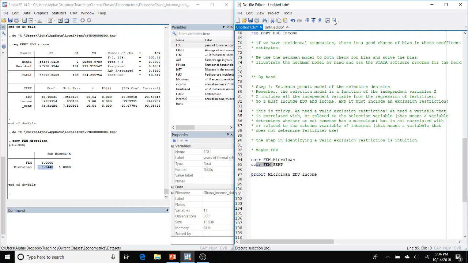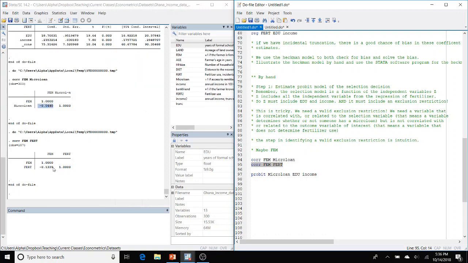We can check this too. Actually, there's more correlation between gender and fertilizer use in this data set than there is between gender and the microloan. So this will not work. This does not work. Let's keep going. Let's keep thinking. What else might work? Age.